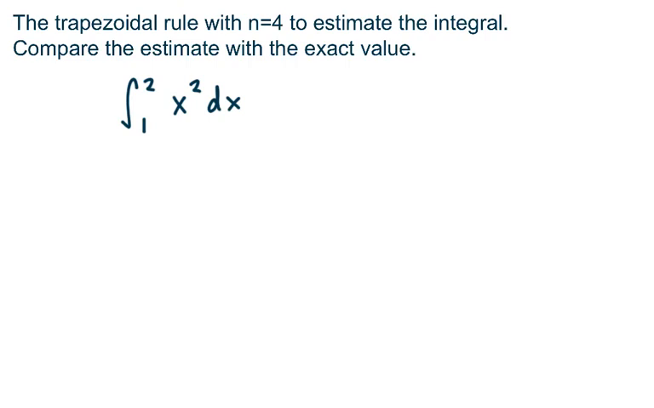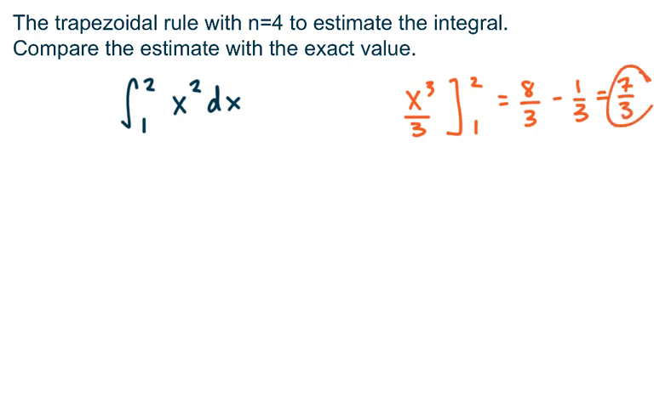If we were solving this, that would become x cubed over 3 from 1 to 2. 2 cubed gives me 8/3, minus 1/3, or 7/3. I have the exact value, right?